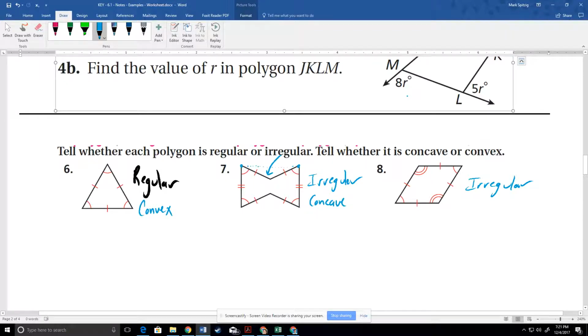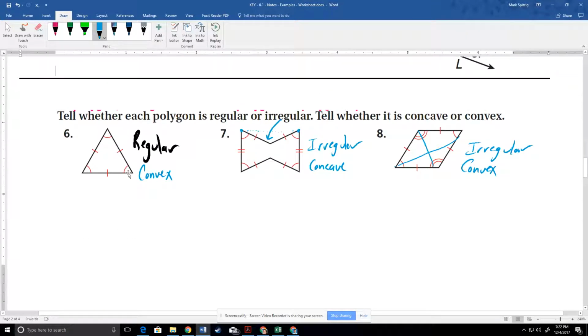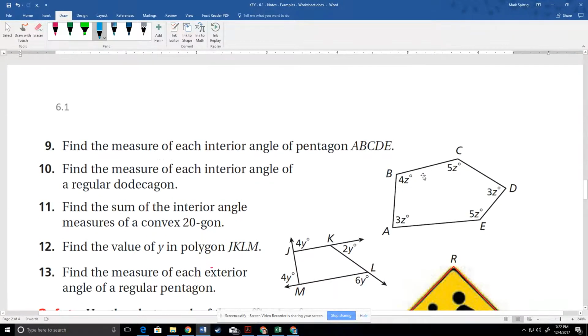All right. So then we're checking here. We'll tell whether it's convex or concave. The only diagonals are here and here. So those are inside the figure. So this is also convex. And so if it's not regular, it's going to be irregular. If it's not concave, with a cave in it, it's going to be convex. And of course, if we wanted to name these, this would be a triangle. This would be 2, 4, 6. That would be a hexagon, and that would be a quadrilateral, named by its number of sides.